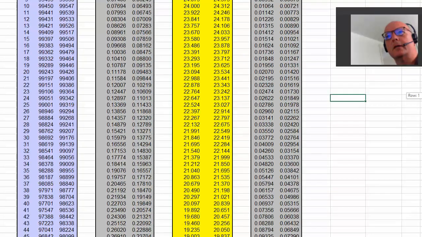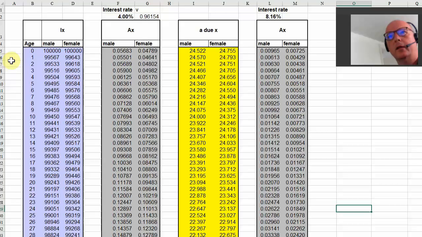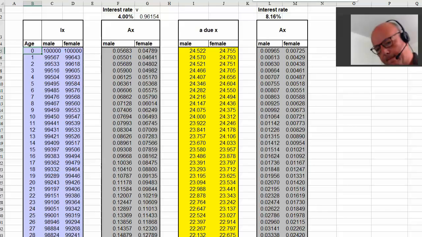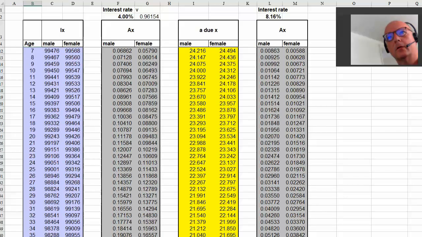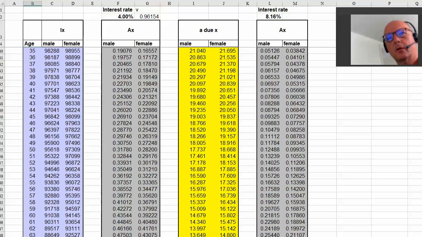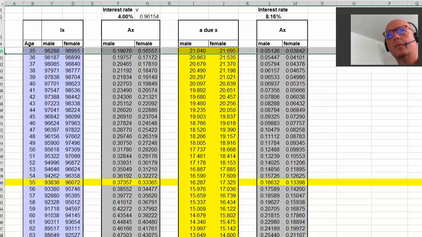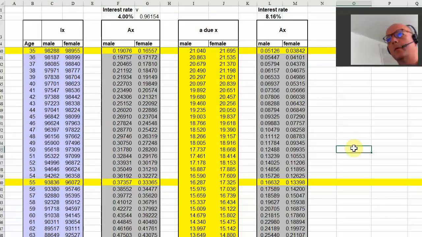So this is basically similar to what you will have in the red tables. So we can go from 35 up to 55. And we can pick off the appropriate numbers.